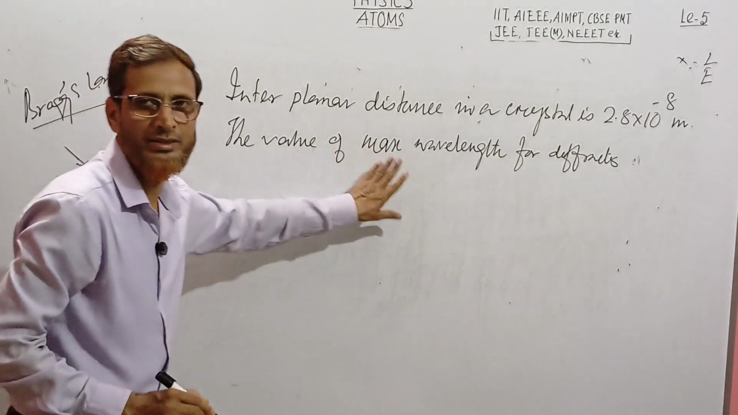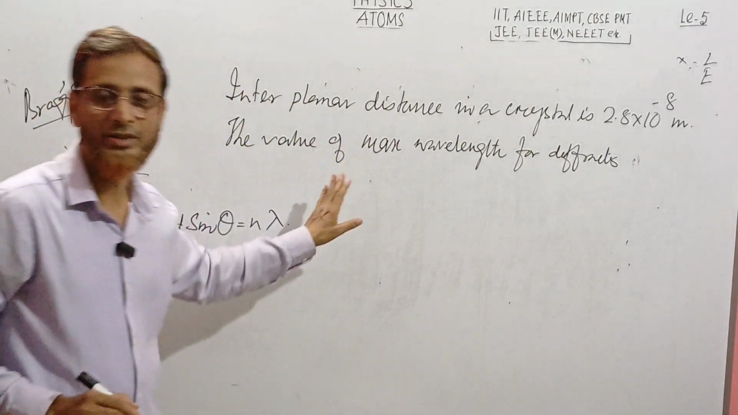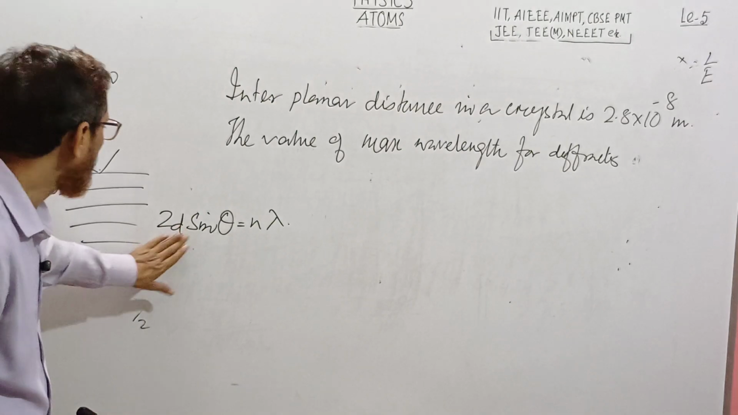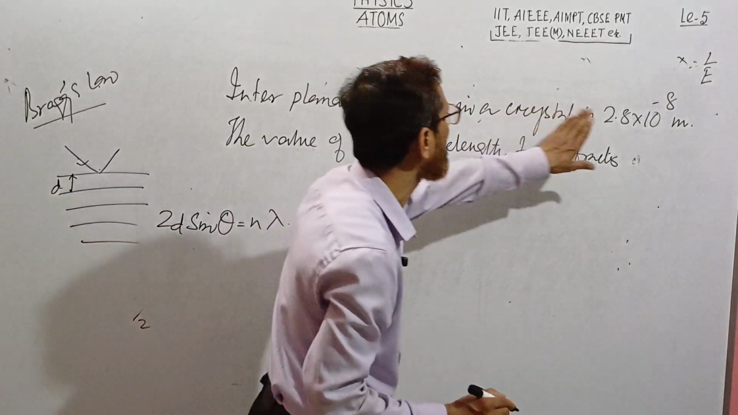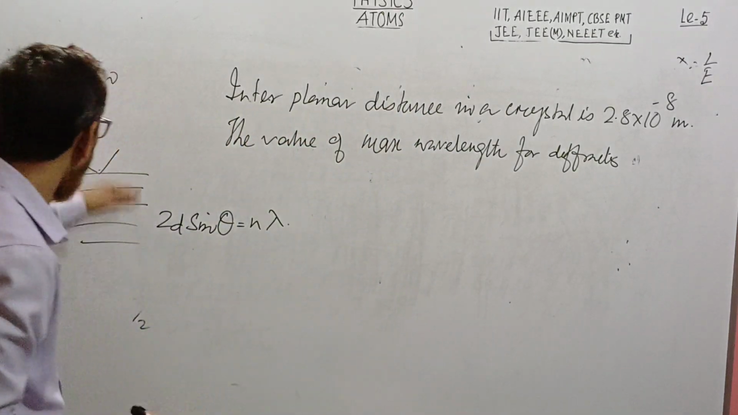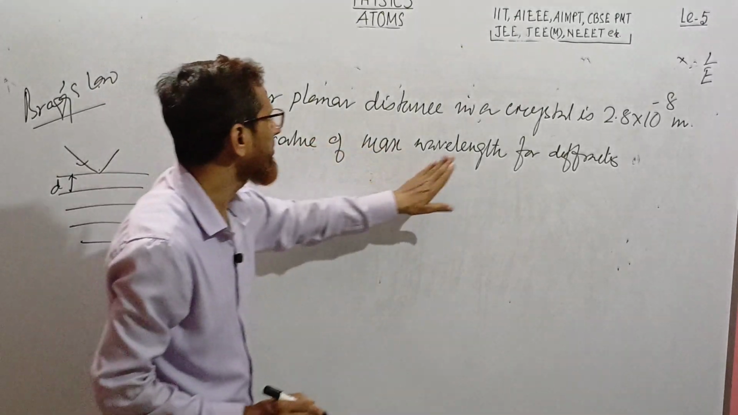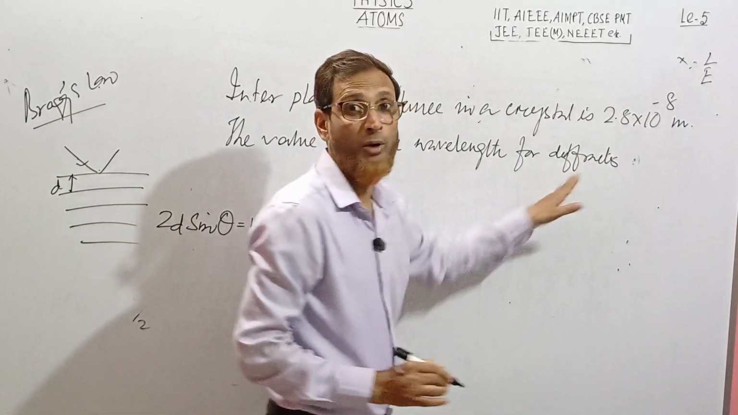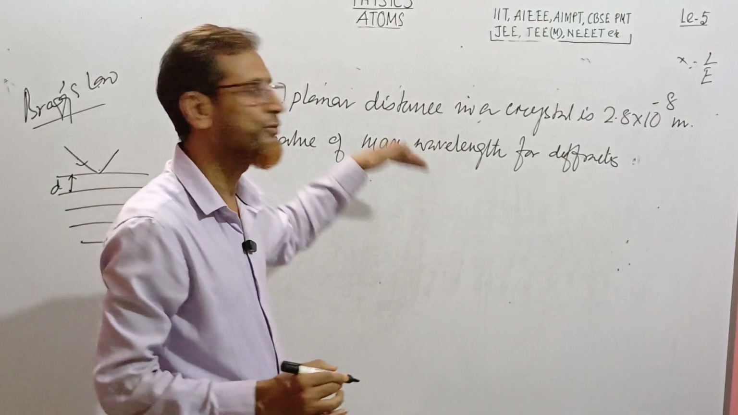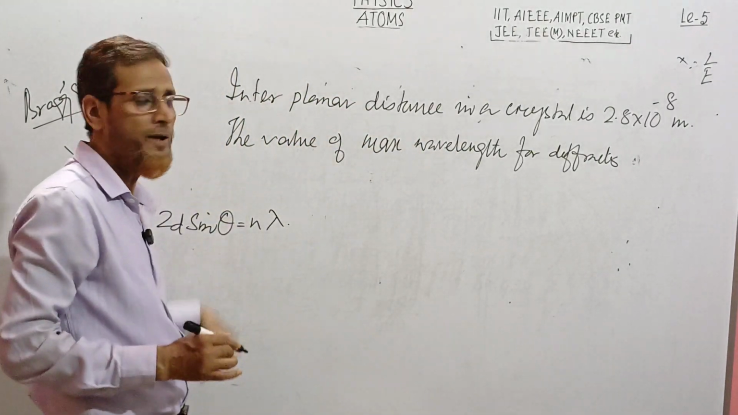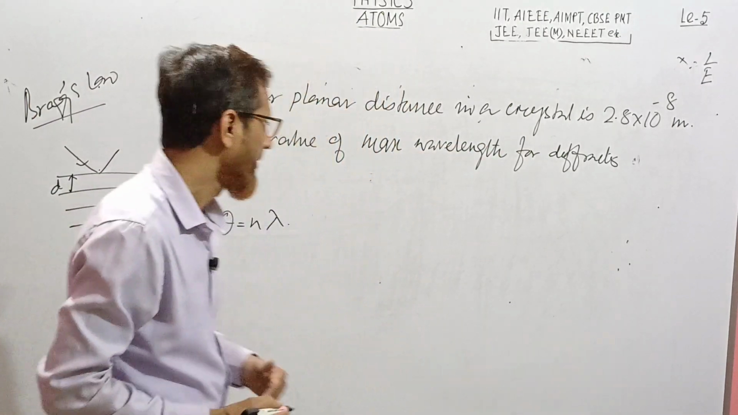It is in a much higher class. I think I forgot to write whether it is from IIT or somewhere else. I have taken the question. Twice d sin theta is equal to n lambda. The question says the interplanar distance in a crystal is found to be this much. And what is the value of the maximum wavelength for diffraction? What will be the value of the wavelength of light which, when it falls on the crystal, will make the light diffract? Am I right? Diffraction maximum.